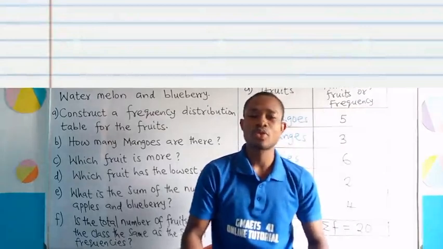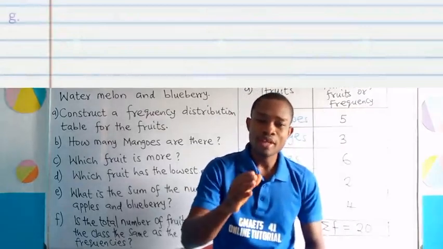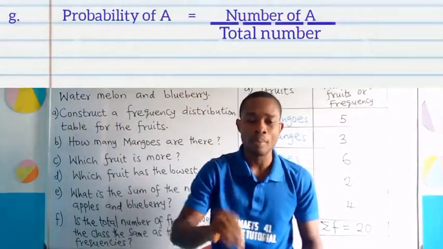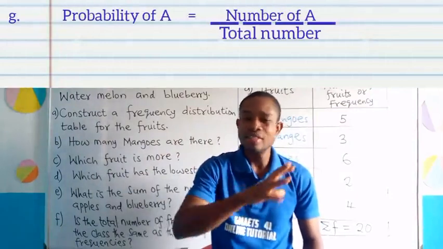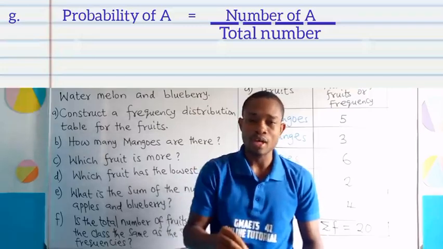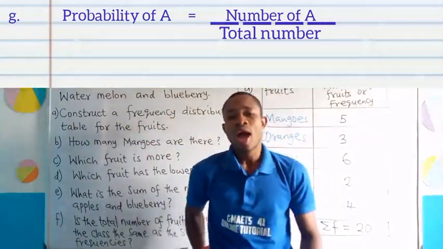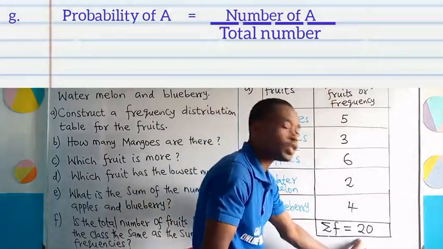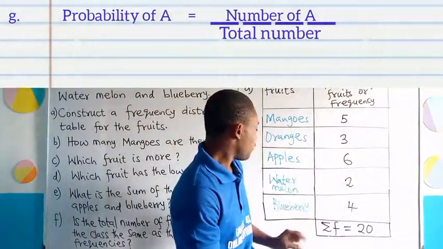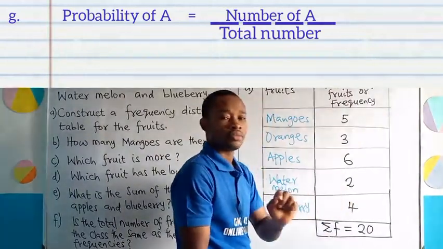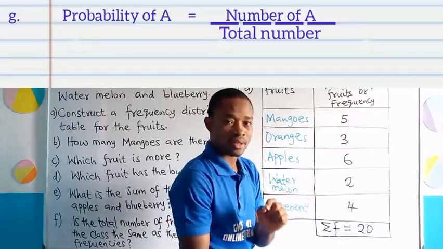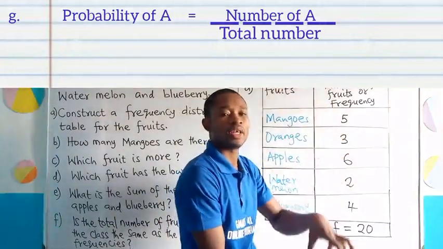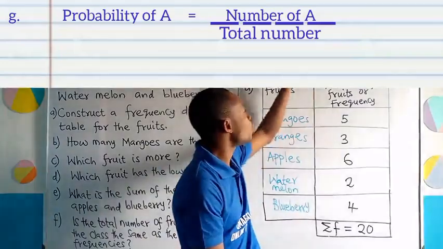So how do we answer the question? It is simple. Probability of anything is the number of that thing divided by the total number. The number of that thing divided by what? The total number of what that thing is part of. Our watermelon is part of the whole 20 fruits. There are a total of 20 fruits. Now, out of it, watermelon is 2. So, Mr. So-and-so asked, what is the probability that if he selects a fruit at random from the fruit bag, that fruit is going to be watermelon?